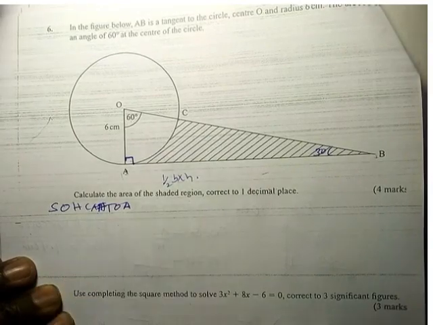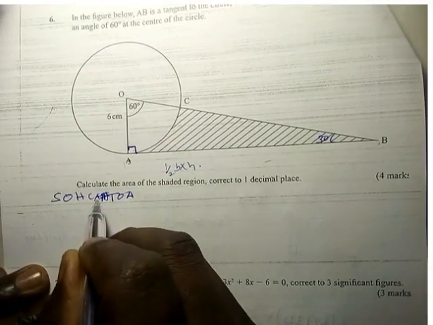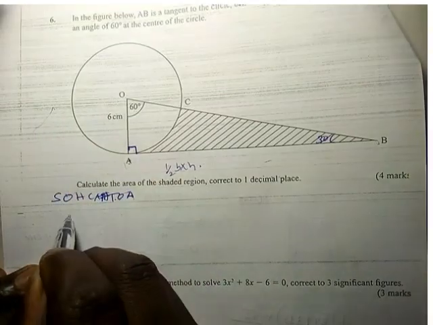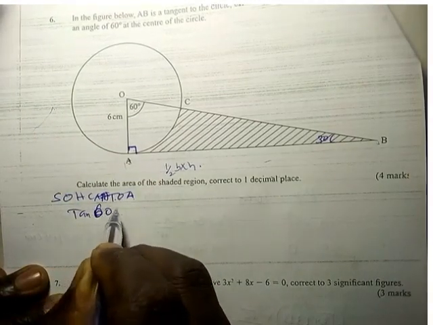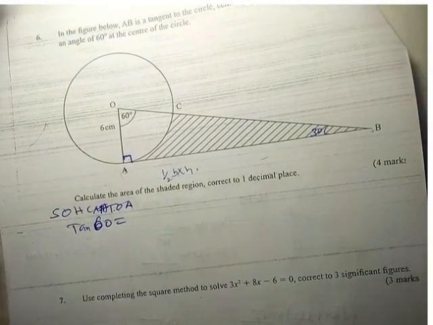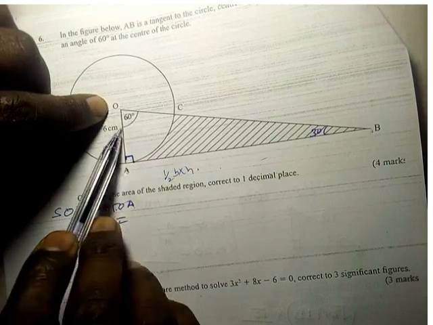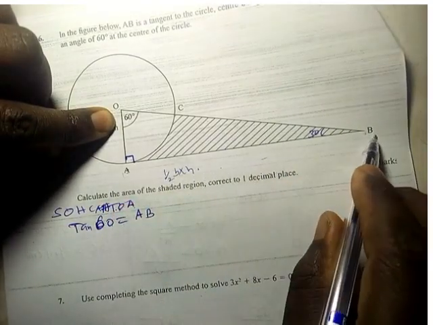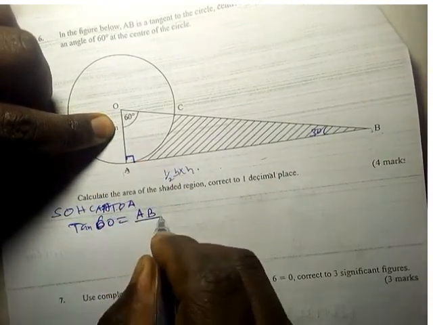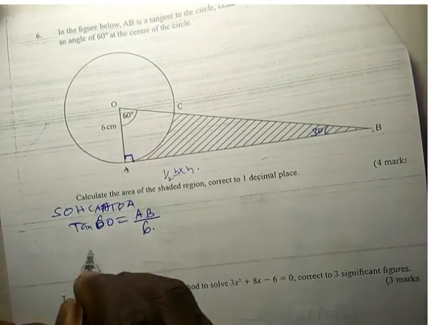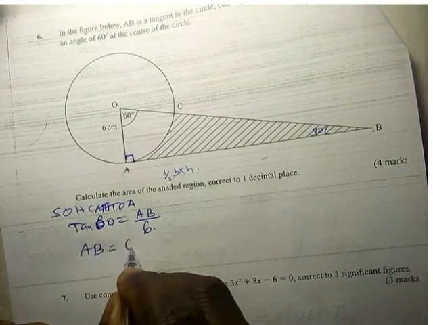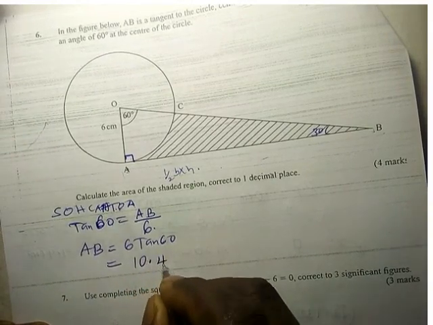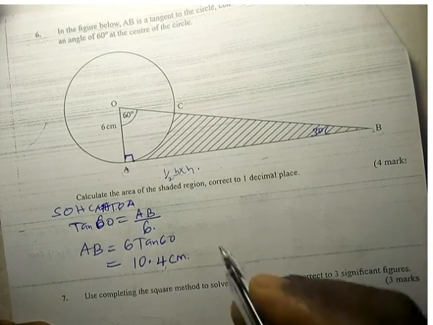We are going to use SOH CAH TOA again. Now, we know that tan is opposite over adjacent. So if I say tan 60, if my finger is here, the opposite is this one, adjacent is this one. So tan 60 is equal to opposite, which is AB, this length here, the height of this triangle, divided by adjacent, which is 6. So AB is equal to 6 tan 60, and that one is 10.4 centimeters, correct to one decimal place.